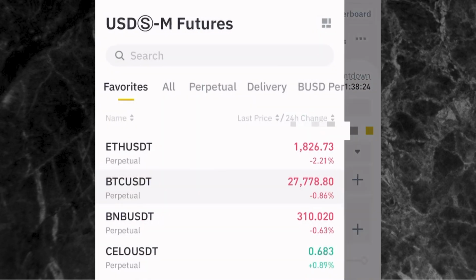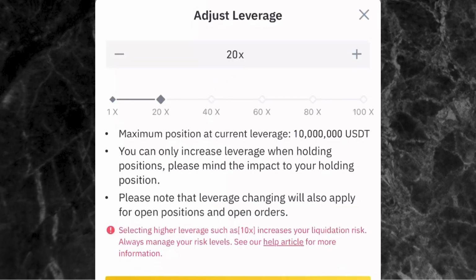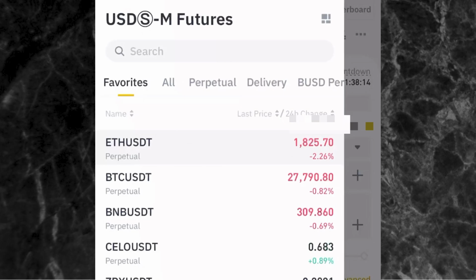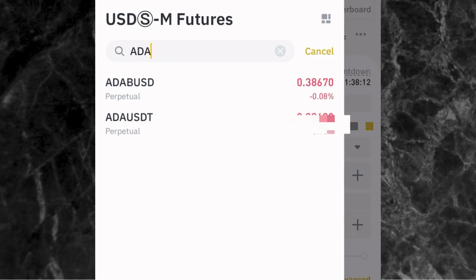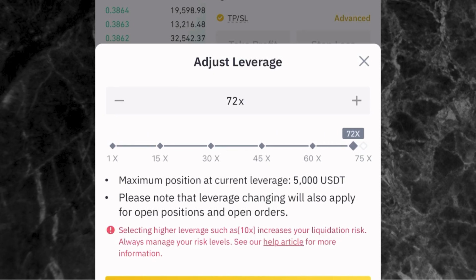Now let's check for ETH USDT. You can see that you can pick from 1x to 100x leverage. Let's also check one more. Let's check for Cardano USDT. You can see that for Cardano USDT, you can select from 1x leverage to 75x leverage. So you can see that for all the trading pairs that I've just shown you, they have a different range of leverage that you can pick.